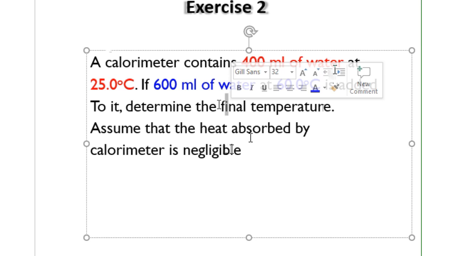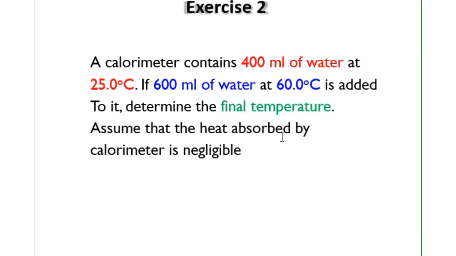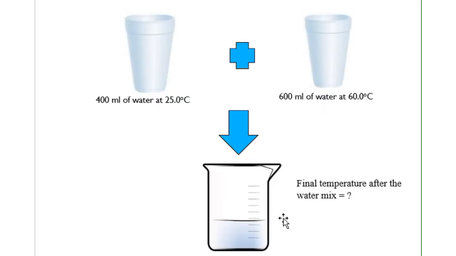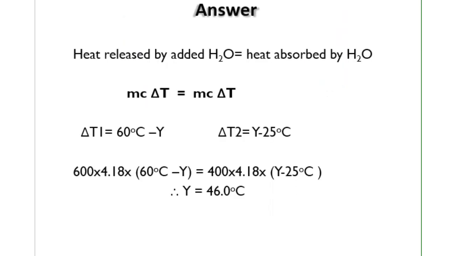So over here, when both solutions mix together, the 25 degrees Celsius water might increase, and the 60 degrees Celsius water might decrease. So we are comparing mc theta equals mc theta. Look at here, 400 at 25 and 600 at 60 mixed together. What is the final temperature of the solution? We are going to apply this formula: heat released by the added water equals heat absorbed by water. So mc theta equals mc theta. The c for both solutions is the same, so it can cancel off.